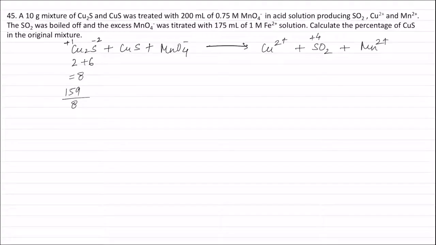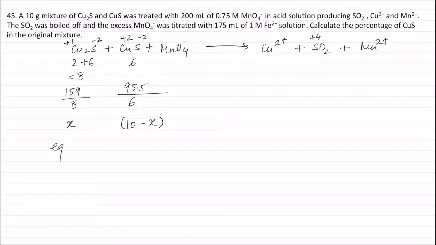In CuS, the oxidation number of copper is +2, oxidation number of sulfur is -2, and the change in oxidation number of sulfur is from -2 to +4, and there is no change in the oxidation number of copper. Therefore, the change in oxidation number for CuS is 6. Therefore, equivalent weight of CuS is molecular weight, that is 95.5 divided by 6. Now let the weight of Cu2S in the mixture be x grams and the weight of CuS in the mixture will be 10 minus x grams.